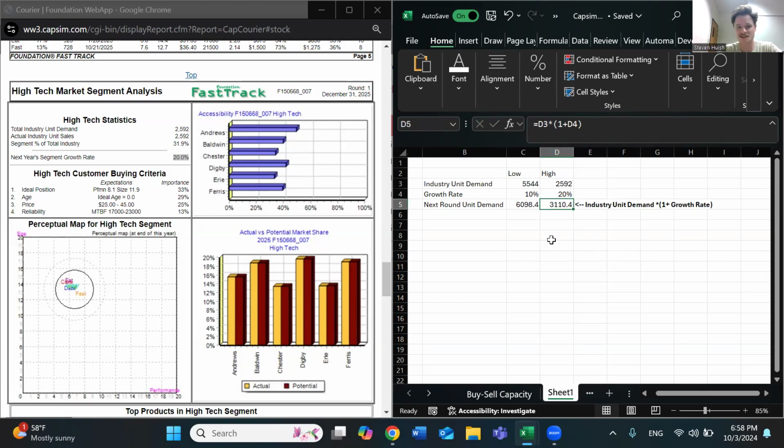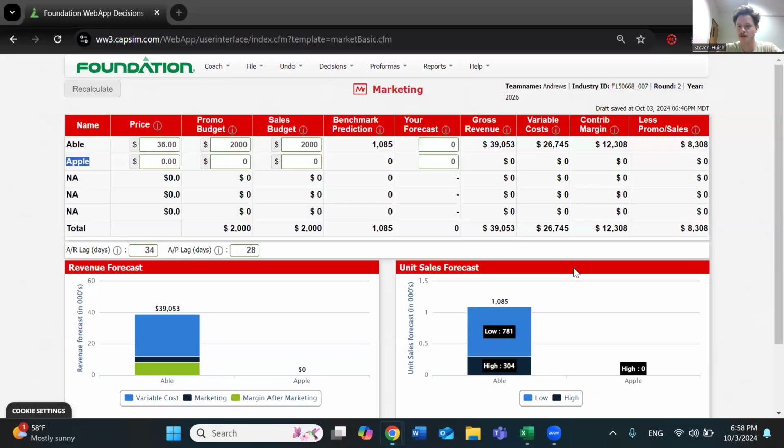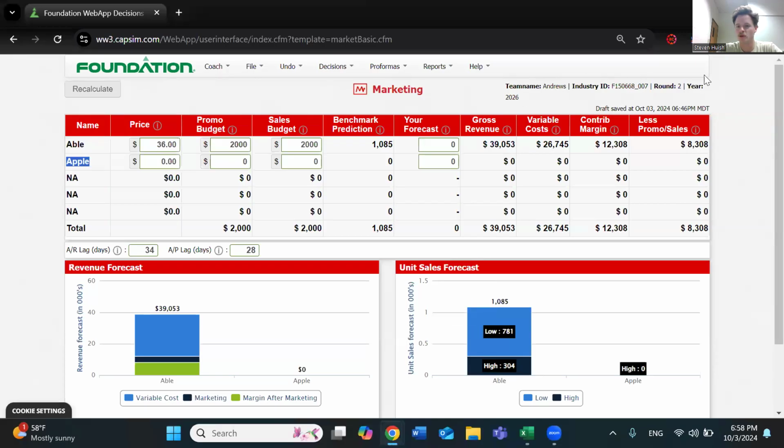So now I can actually start doing my forecasting because I know how many people are going to be in the market for round two, my current round. You can always check what round you're in by looking up in this top corner here. You can see that I am in round two. Essentially, whenever you're making your decisions, you are on January 1st of round two. You can also see what year it is right here. So round two is 2026.